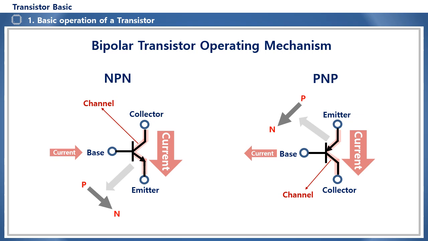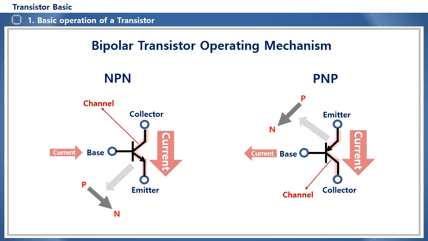In this way, if you intuitively understand the direction of the control current and the direction of the channel current based on the arrows on the symbols of NPN and PNP transistors, it will be very helpful for circuit analysis. In other words, in the case of the NPN, the channel current flows from the collector to the emitter due to the current input to the base. And in the case of the PNP, the channel current flows from the emitter to the collector due to the current flowing out of the base.